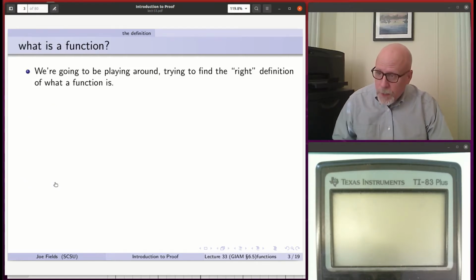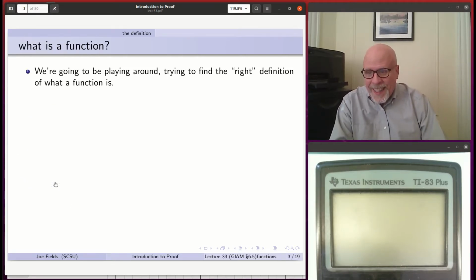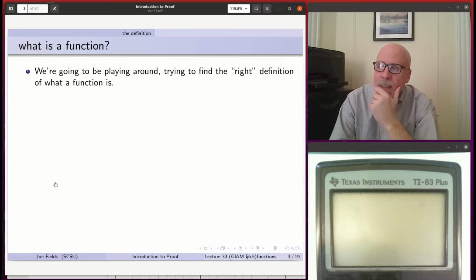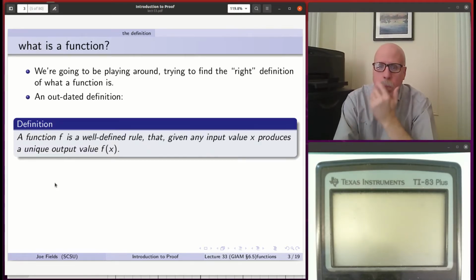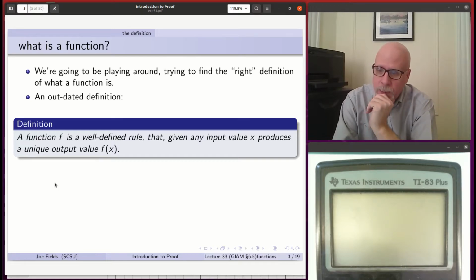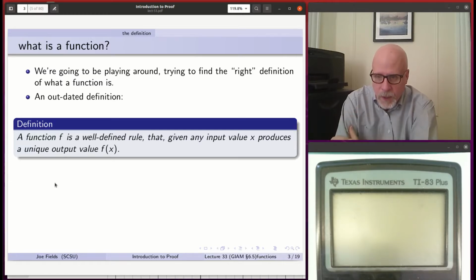So let's go. What is a function? We're going to be playing around with this a lot, and this is probably what I learned as a kid anyway, and maybe what many people have internalized as the definition. We use this term well-defined to say that a function basically doesn't goof around. If you give it an input, it produces exactly one output. A function is a well-defined rule that given any input value, x produces a unique output value, f of x.